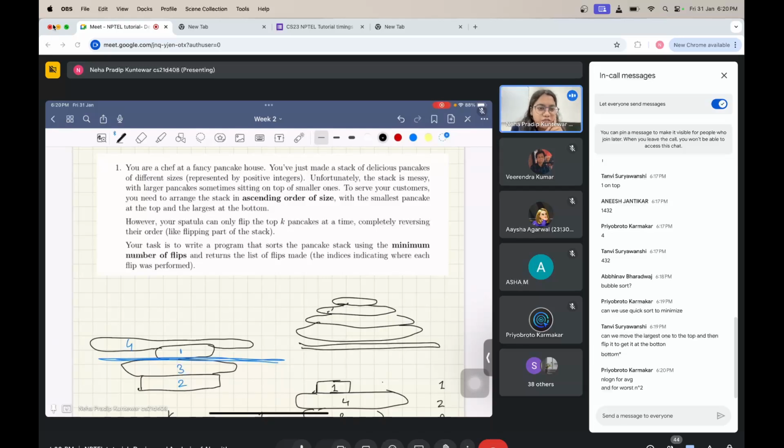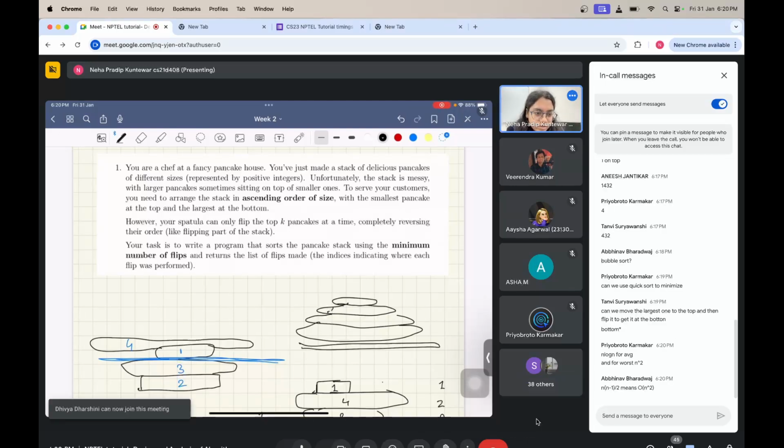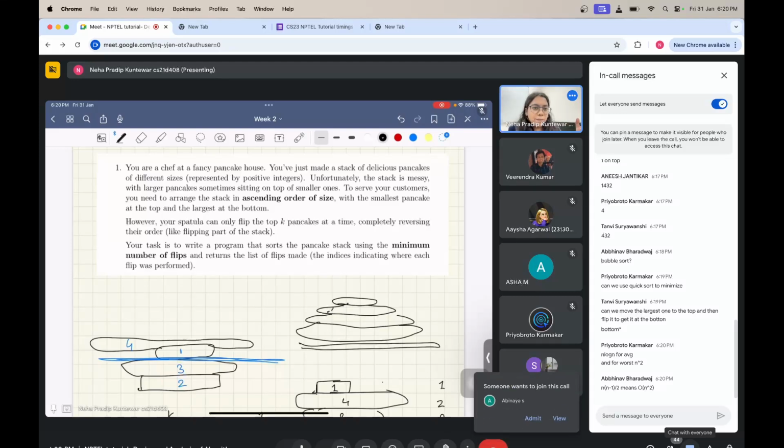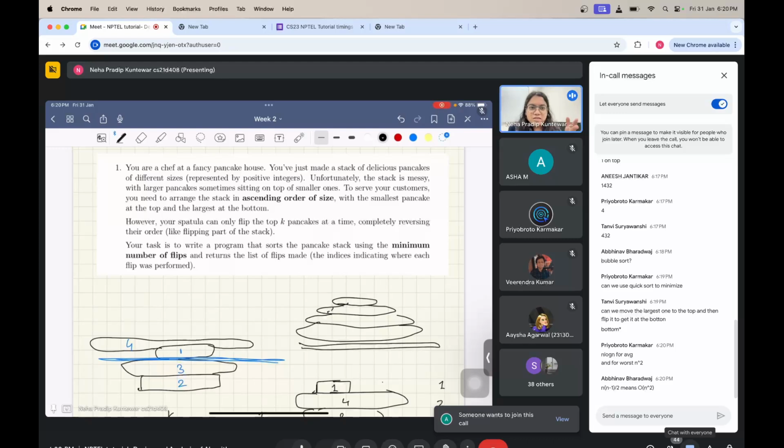Okay, so for those of you who are thinking of trying to use, say, bubble sort, quick sort, or something, think of the operations that you are allowed to make. You are only allowed to flip, right? In bubble sort, you can access any two consecutive pancakes and compare amongst them. But the flipping operation does not allow you to do that. It only allows you to insert somewhere and flip the entire thing.